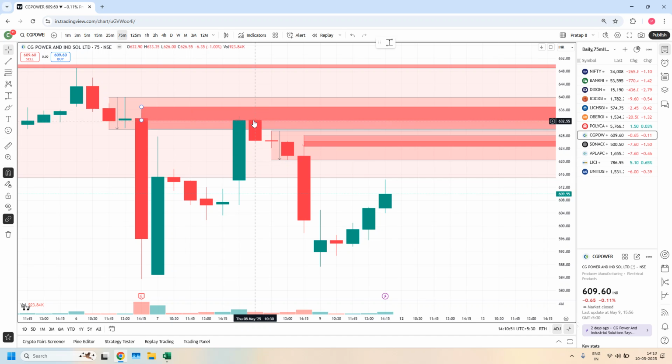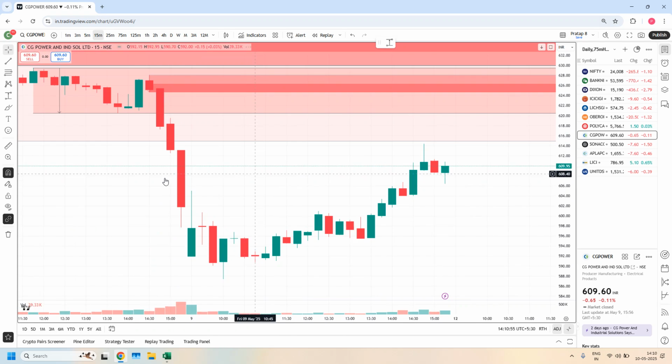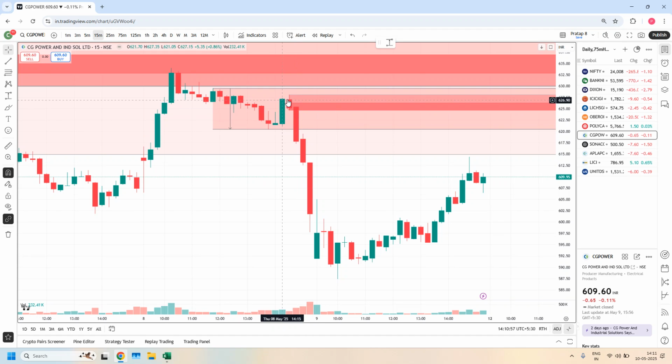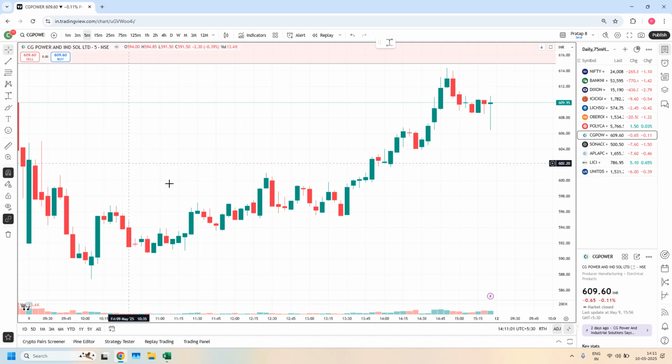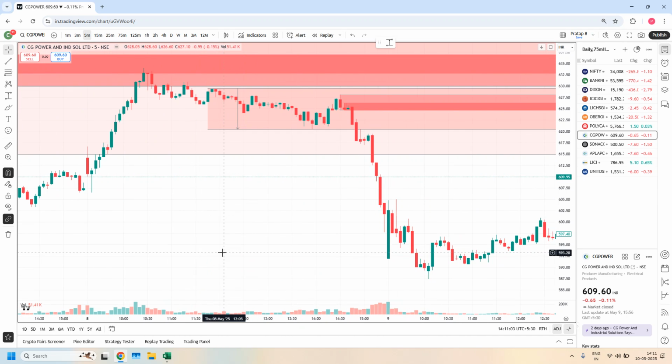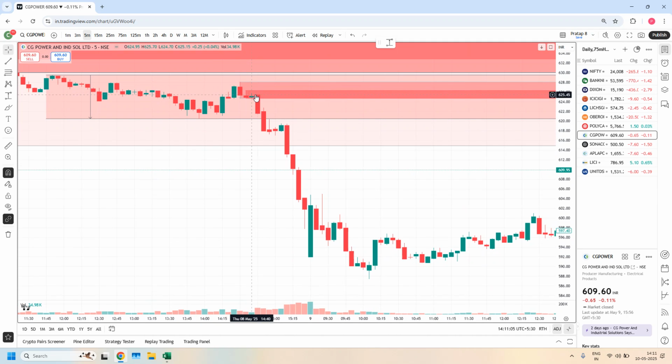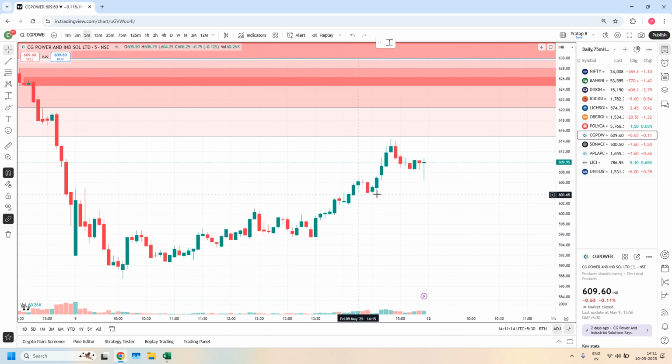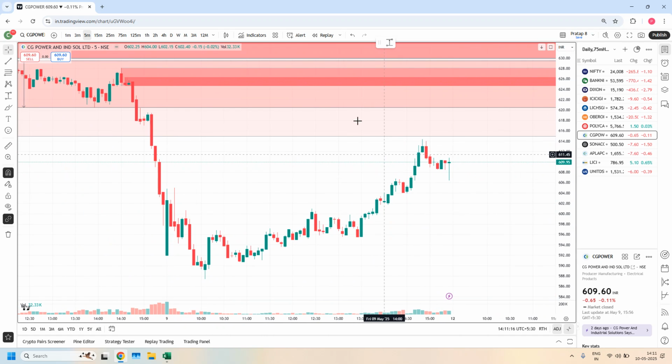But we have a new fresh zone, drop-base-drop. This is fine-tuned with 15 minutes. In 15 minutes you see rally-base-drop. In this 15 we have a 5-minute zone. See here we have a drop, 2 candles and a drop. So this is the area where we planned our trade. But today prices did not enter into this zone.